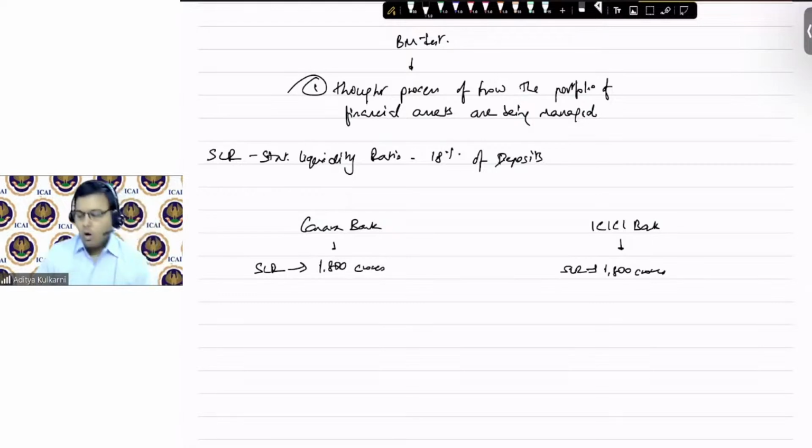Okay. What do you mean by SLR? This amount should be readily convertible into cash at any point of time. So basis that, you can make your investments. So what Canara Bank does is, SLR hai na, let us take bonds, let us take government securities, and let us put this 1,800 crores in government securities.